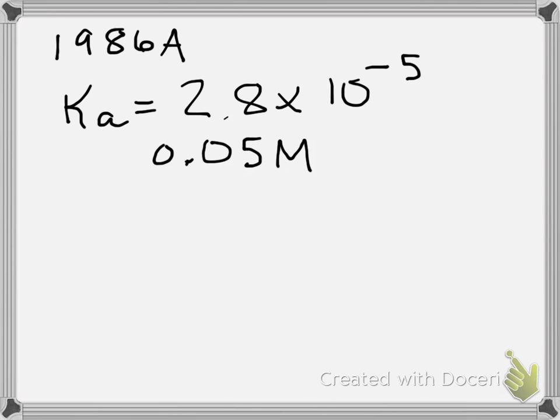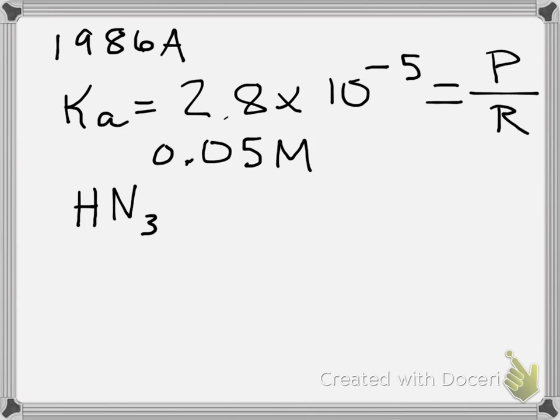So we want to begin with part A by writing the expression for the equilibrium constant, Ka. So we want to write this equals products over reactants. But in order to do that, we need to be looking at the equilibrium equation. So our acid is HN3 as an acid, so it's going to donate a hydrogen. And the anion left over is N3 minus.